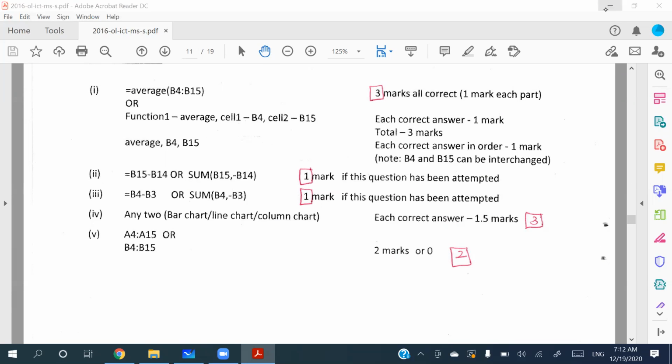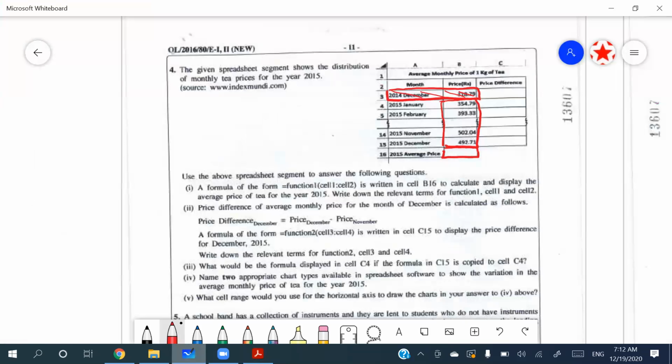So the second one, they are talking about the price difference of average monthly price for the month of December, calculated as follows. Price difference December equals price December minus price November. So what I was talking about when we were doing the previous papers, I told you a subtraction can also be done using the sum function, right? So here they have asked it directly.